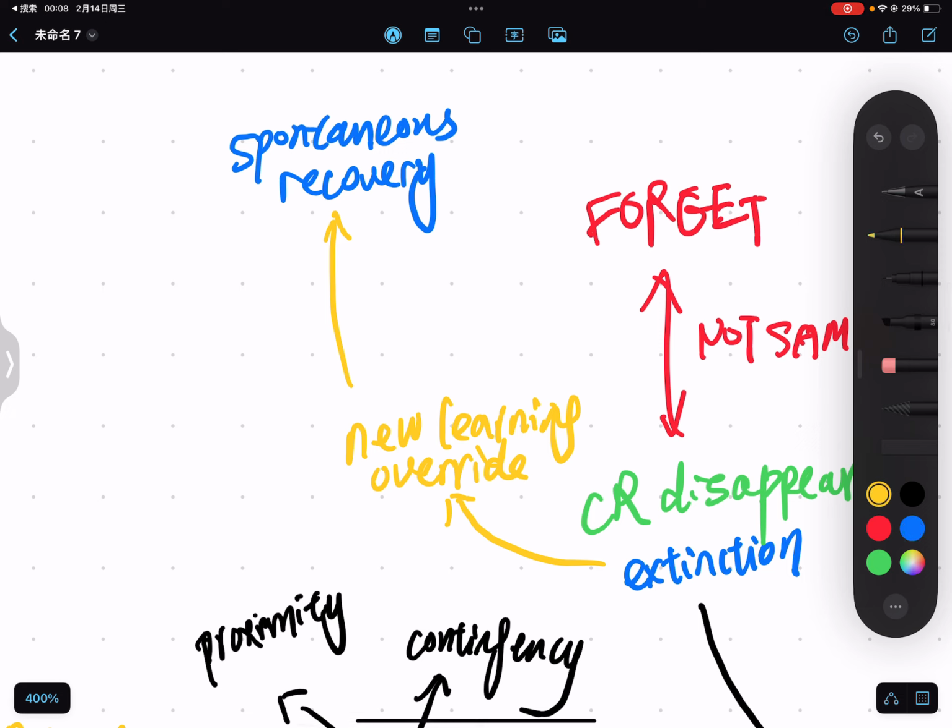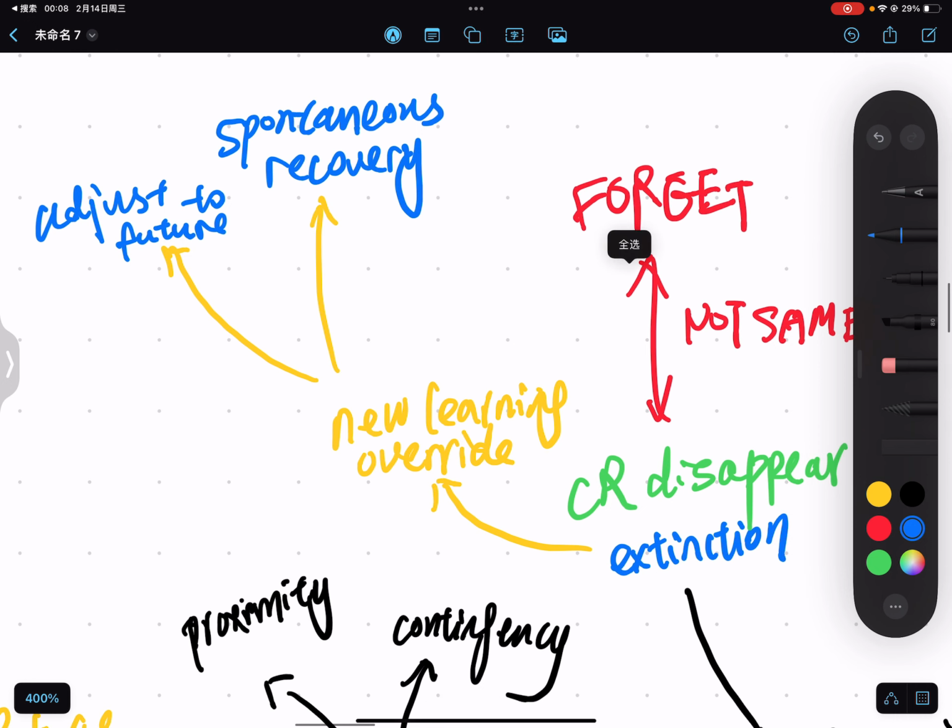So this is spontaneous recovery. And the second thing is that this is really important to adjust to future change. So this covers two terms. It is important. If we did not have this function, you would be bitten by a dog once and you would fear dogs for your whole life.